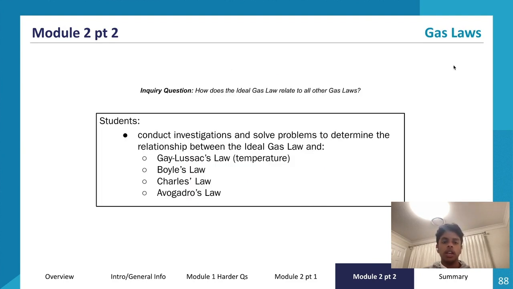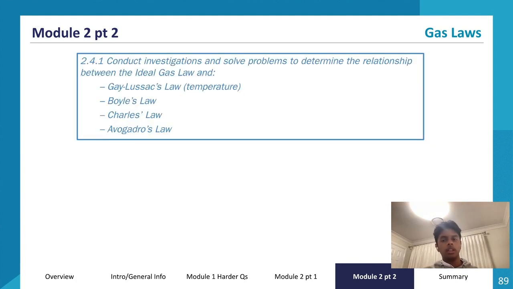Now we go into the next inquiry question, which is gas law. The next inquiry question is, how does the ideal gas law relate to all other gas laws? In this section of the module, students conduct investigations and solve problems to determine the relationship between the ideal gas law and Gay-Lussac's law, which relates temperature, Boyle's law, Charles' law, and Avogadro's law. So we have 4 different laws and the ideal gas law, and then we find the relationship between all of them.